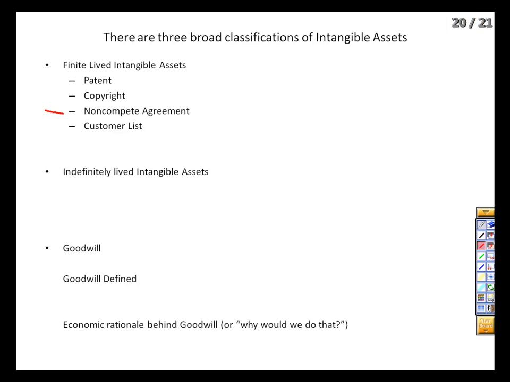These types of assets, the intangible assets with finite lives, are treated exactly like our tangible assets, keeping in mind the caveat about internally generated versus purchased. We'll amortize that cost into the income statement over its useful life.